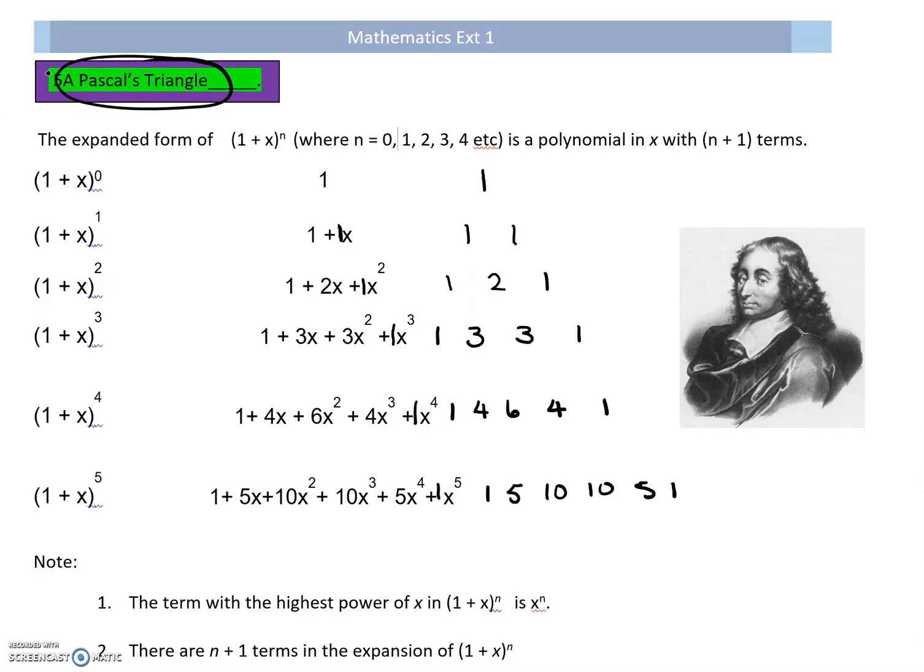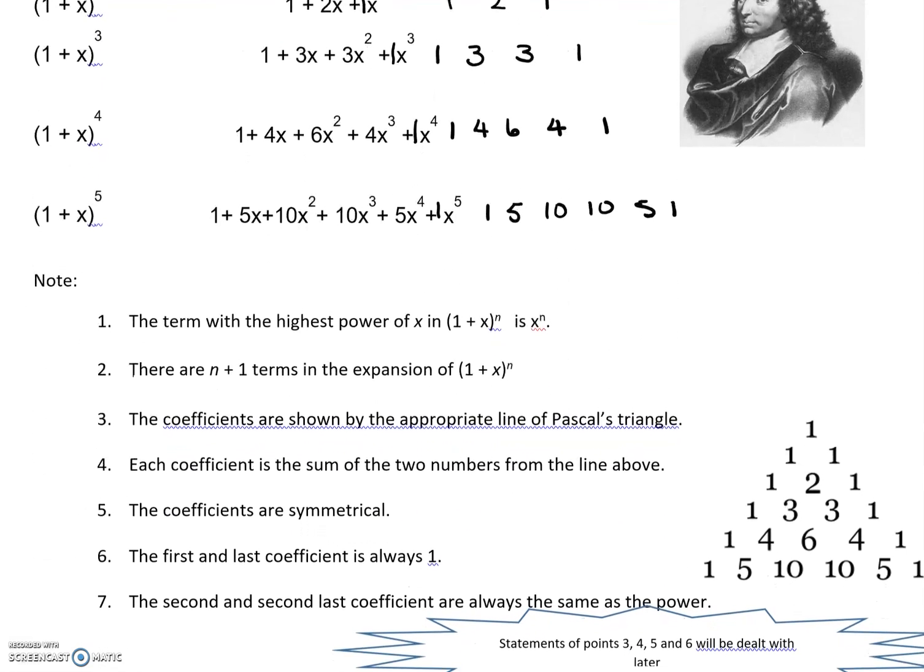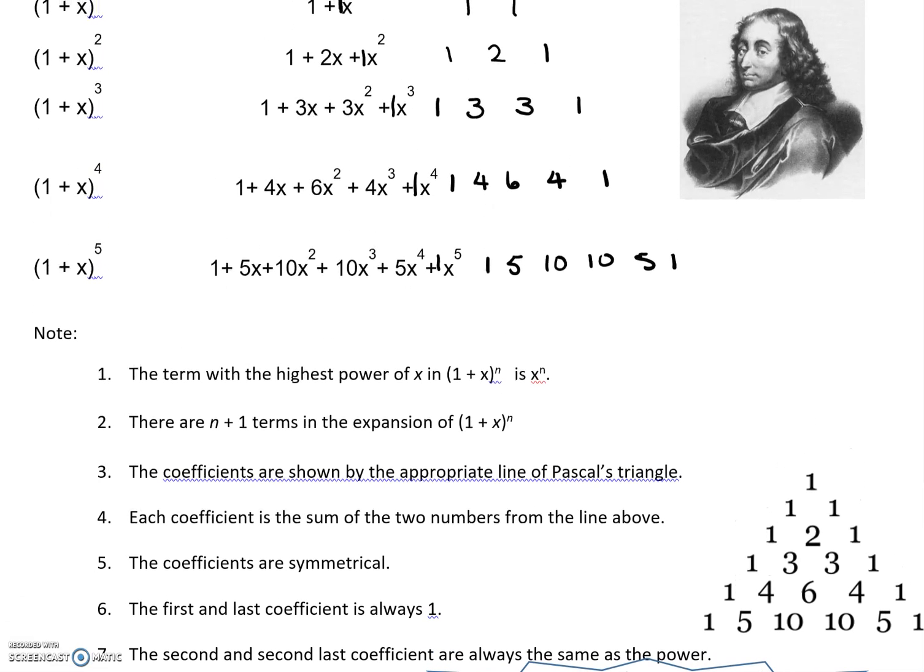And just to summarise a few key points, hopefully you see that the term with the highest power of x in 1 plus x to the n is x to the n. So the term with the highest power in 1 plus x squared is x squared. When we raise a binomial to a cubic, the highest power of x is a 3. There are n plus 1 terms in the expansion of 1 plus x to the n.